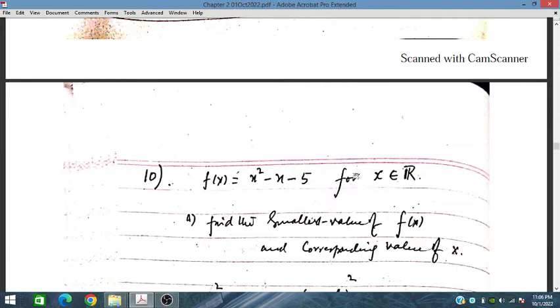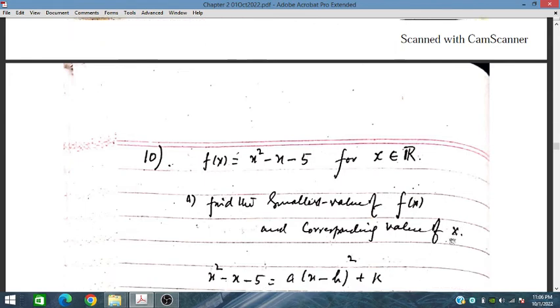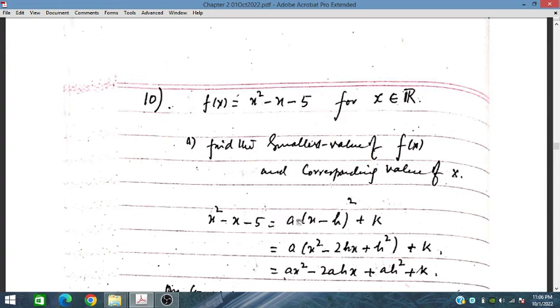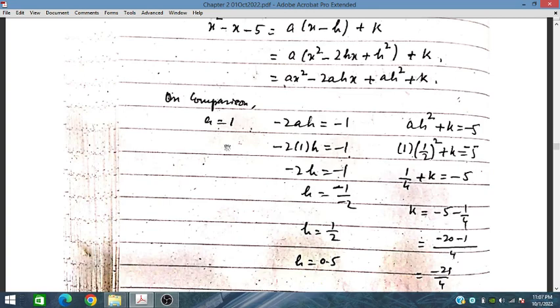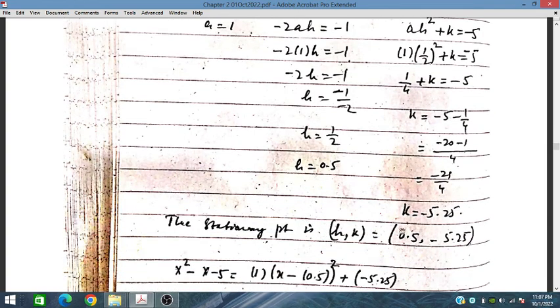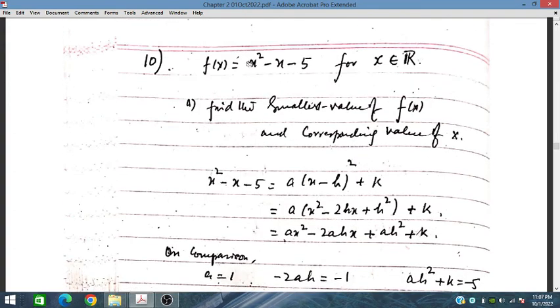Question number 10, we have f(x) is equal to x square minus x minus 5, and x belongs to real numbers. Find the smallest value of f(x) and the corresponding value of x. For this we have to shape it like this. In this form we have (h, k), which is 0.5 and minus 5.25. So this is the minimum value, because here the coefficient of x square is positive.